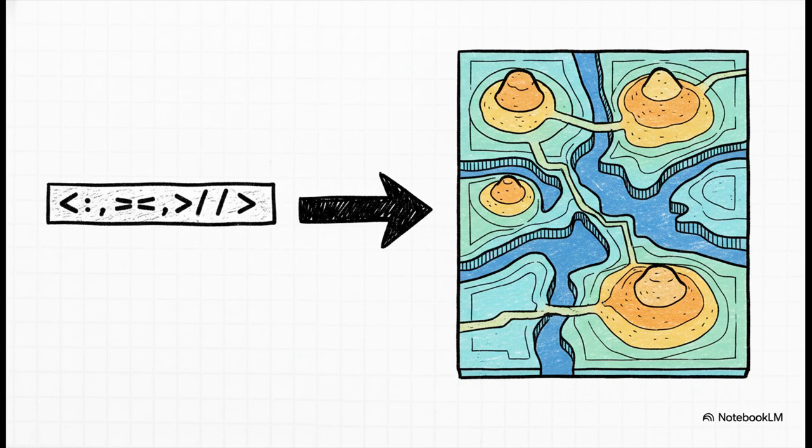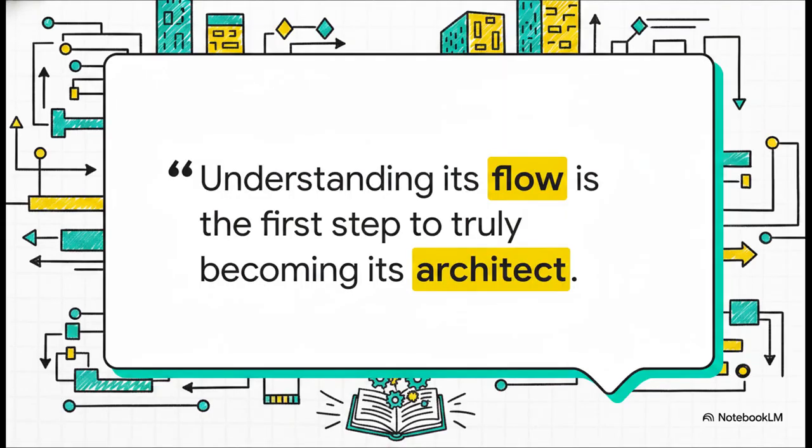What this all really shows us is that code isn't just a sequential script. It's a dynamic, living landscape with its own unique geography. By learning to see this hidden map, you really move beyond just being a writer of code. You start to become an architect of logic, designing the very pathways that bring your programs to life. I hope this gives you a new way to see your own work.